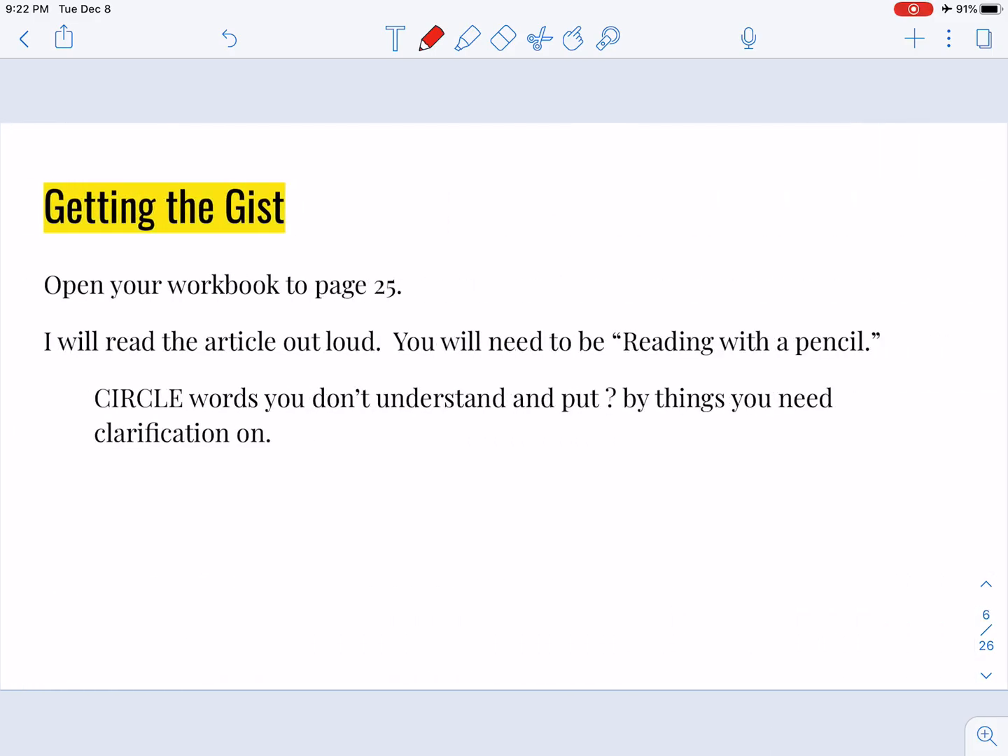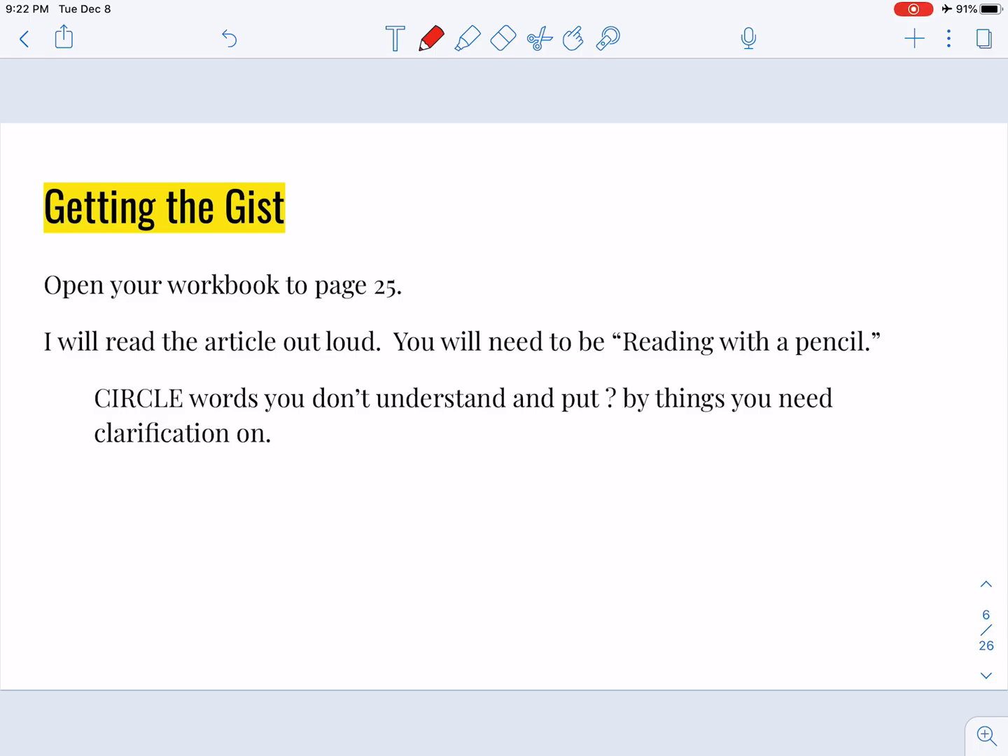Now, if you are at home and you have your workbook, please turn to page 25. And I will read this article out loud for you. You will need to be reading with a pencil or with your finger. Make sure that you're following along. If you do have this at home, circle words that you don't understand, put a question mark by things that you need clarification on. Be sure that you are following along.